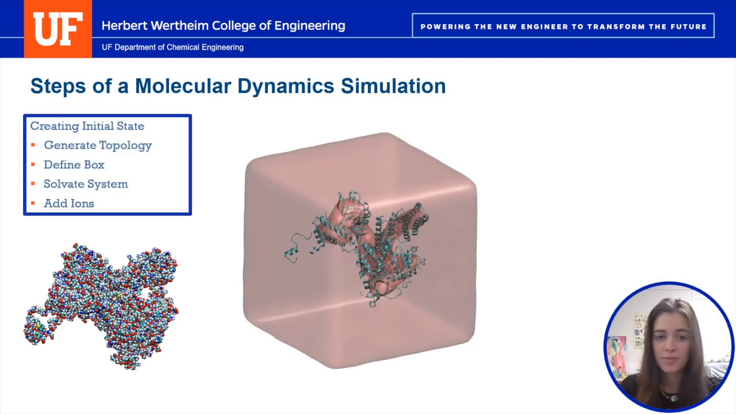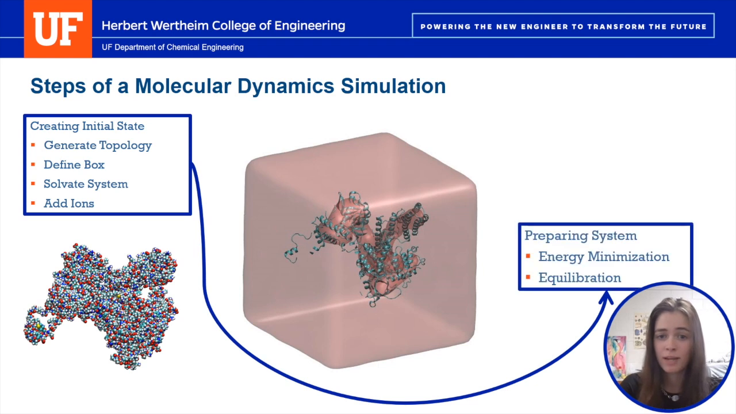The basic steps of an MD simulation include generating topology, choosing the shape and size of a box, adding solvent to the system, adding ions to neutralize the system, performing energy minimization to ensure stable conformation, performing equilibration to make sure ions and solvent are equilibrated around the protein, and then running the simulation for data collection.